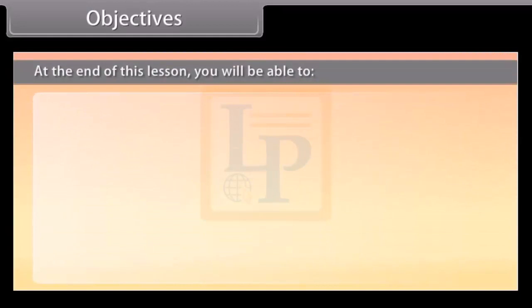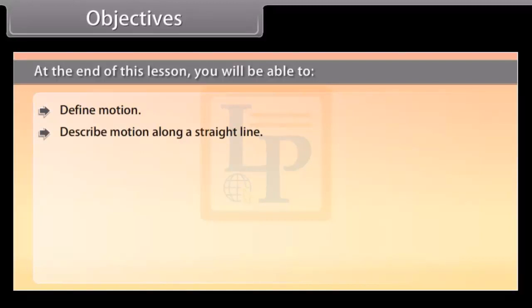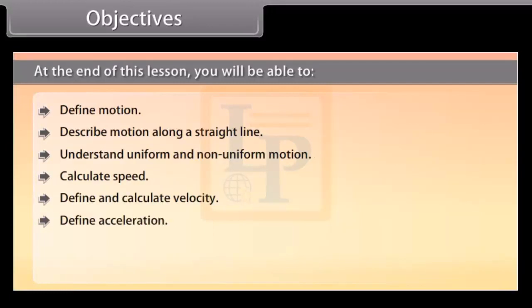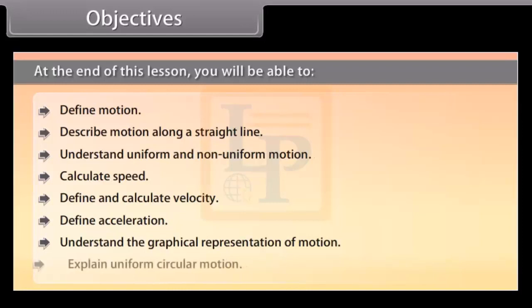At the end of this lesson, you'll be able to define motion, describe motion along a straight line, understand uniform and non-uniform motion, calculate speed, define and calculate velocity, define acceleration, understand the graphical representation of motion, and explain uniform circular motion.